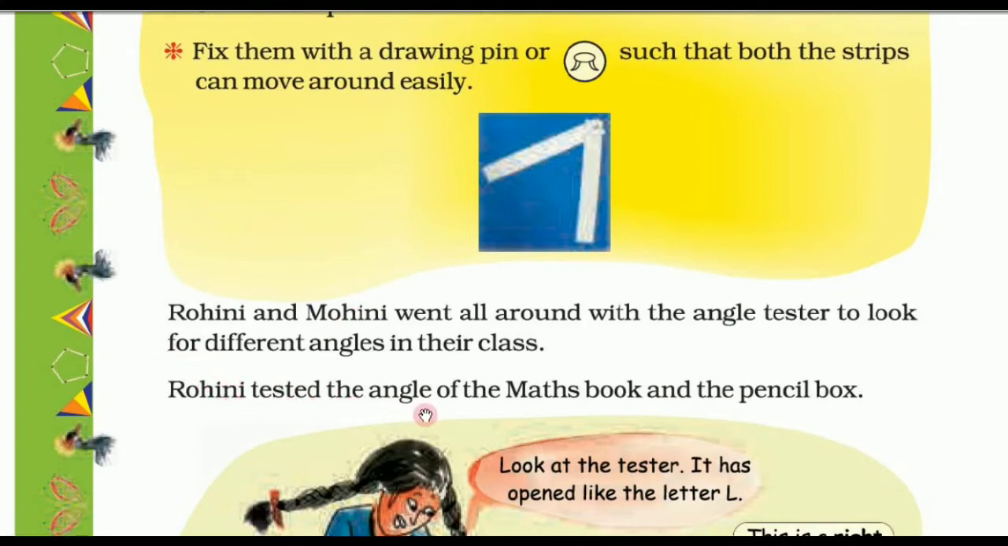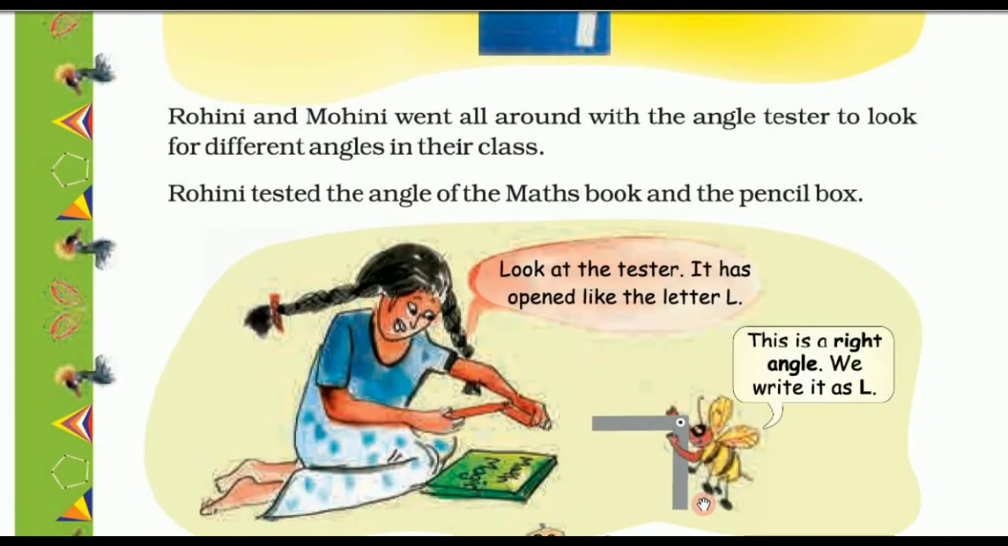So Rohini tested the angle of the math book and the pencil box. Look at the tester. It has opened like the letter L. This is a right angle. We write it as L. So if it opens like the letter L, then it is a right angle, and we write it as L.